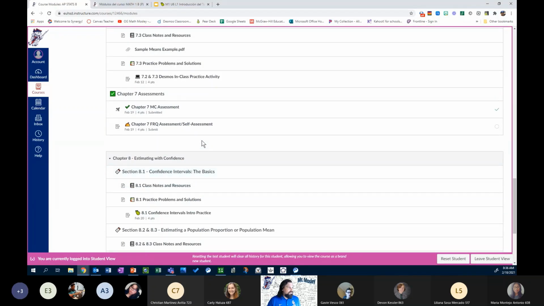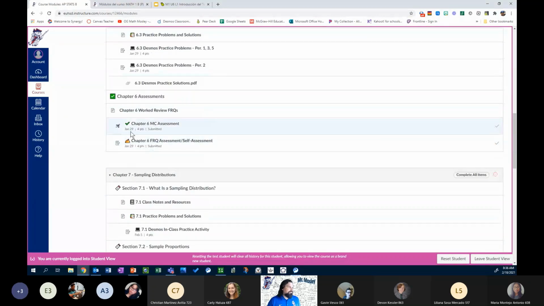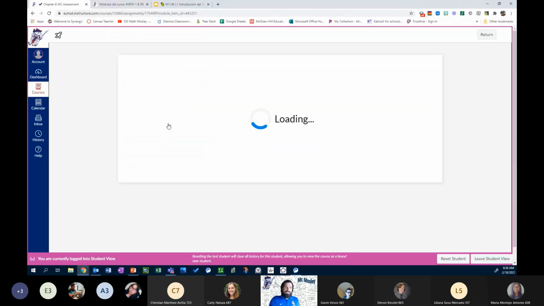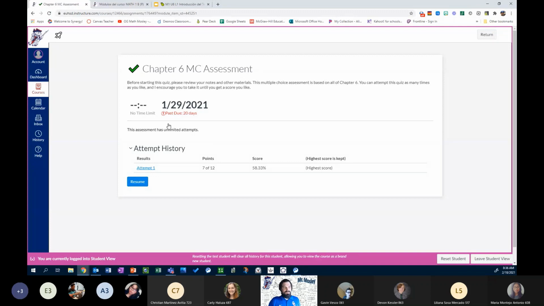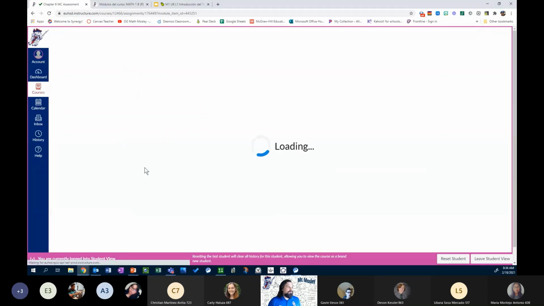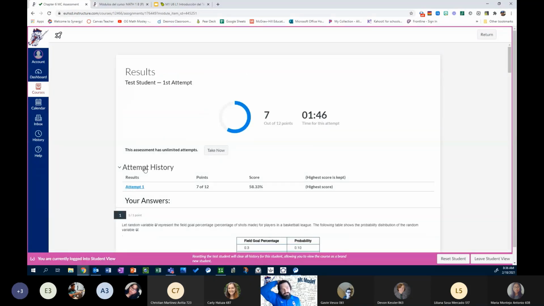Also, please take advantage of going back into the assignments you've already submitted, especially if you don't like the score that you got. The multiple choice, when you go back into the assignment, you can look at your previous attempts.